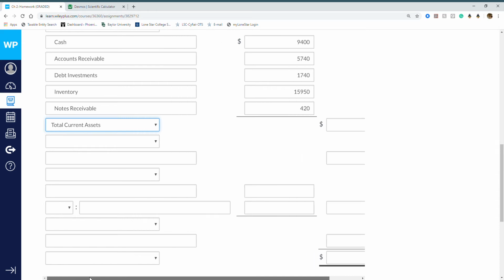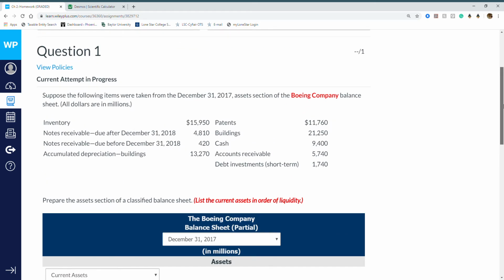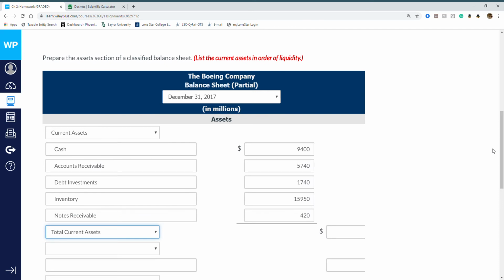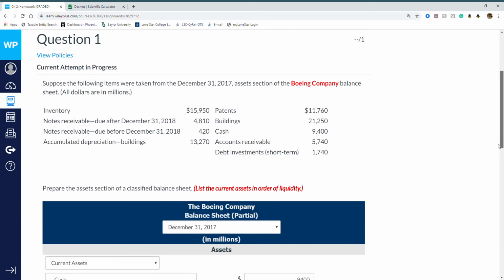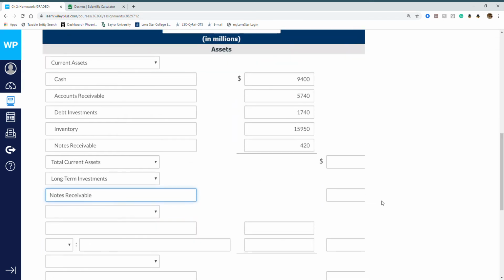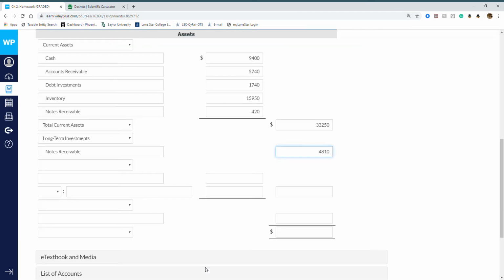Okay, next, we should actually have our long-term investments. There it is, long-term investments. And it'll be that note receivable one more time. Except, of course, this note receivable is after. So 4,810. Okay, I'm going to go ahead and decrease just a little bit.